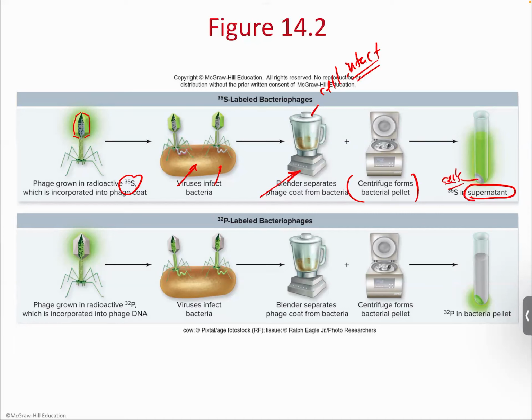The question is this: what is in the cells, right? Is it protein or is it DNA? So what they saw in this first piece is that the label was not inside the cells. It was in the supernatant. And where do we know the genetic material has to be? It has to be inside the cells. So what does this result suggest?